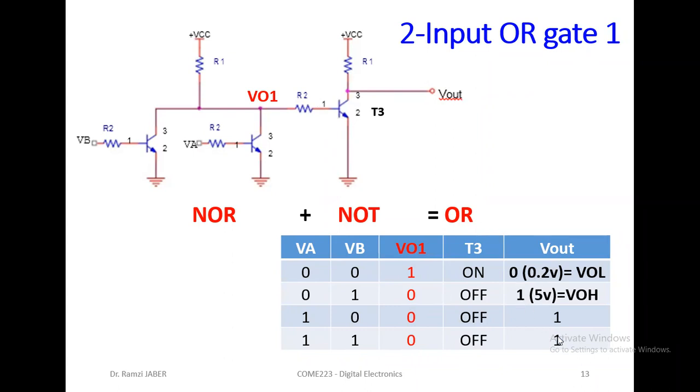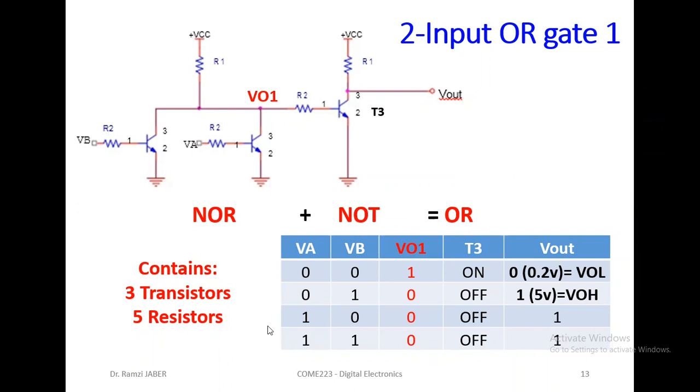It's OR. We create this OR containing 3 transistors and 5 resistors. Okay, the area is 3 transistors and 5 resistors. This is method number 1, using NOR plus inverter gives us OR. This is method number 1. Do you have any question here? It's clear? Any question?